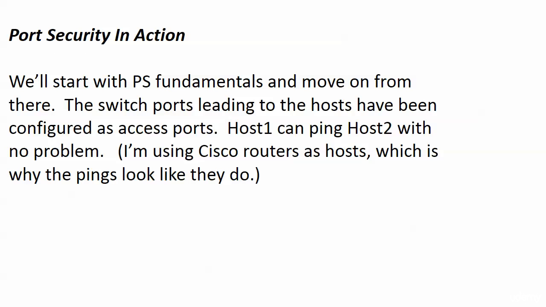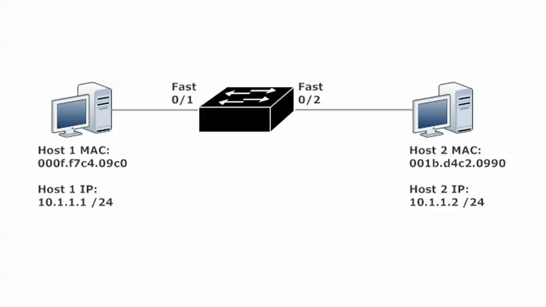Now we're going to start seeing port security in action, and we're going to start with the fundamentals. We're going to move on from there. The switch ports leading to the host have been configured as access ports. I've already taken care of that. Host 1 can ping host 2 with no problem. I'm going to use Cisco routers as our hosts, which is why the pings look like they do. But this is what we're working with. And you can see the MAC addresses assigned to each host. You can see the IP addresses assigned to each host. We may use all this information.